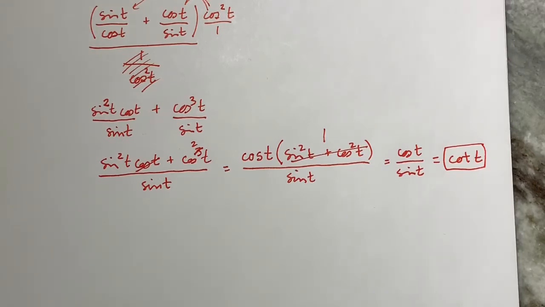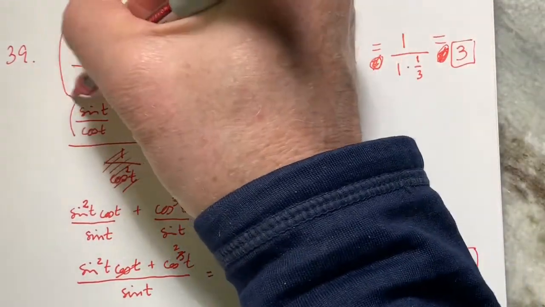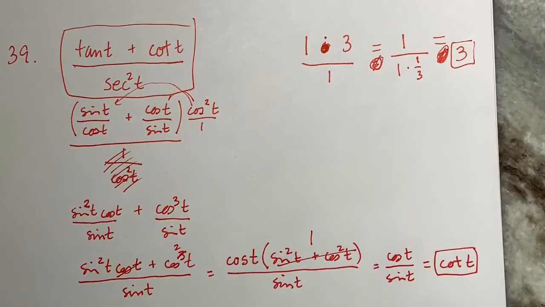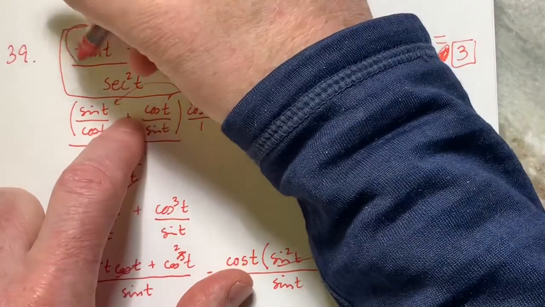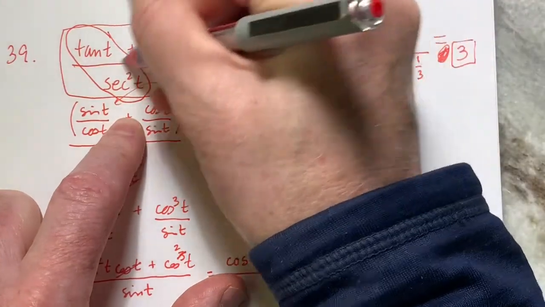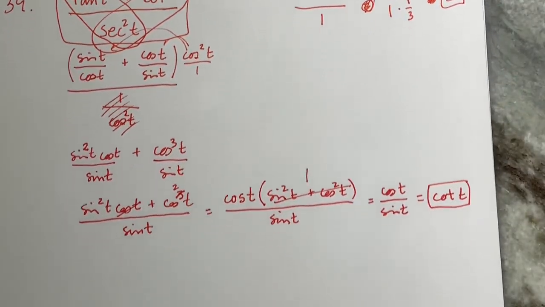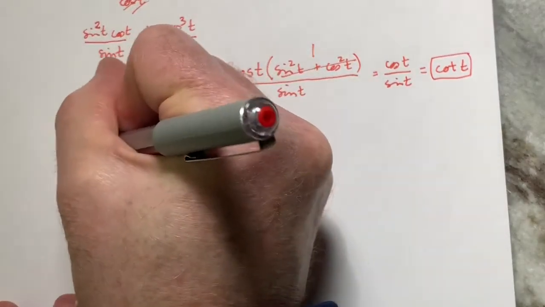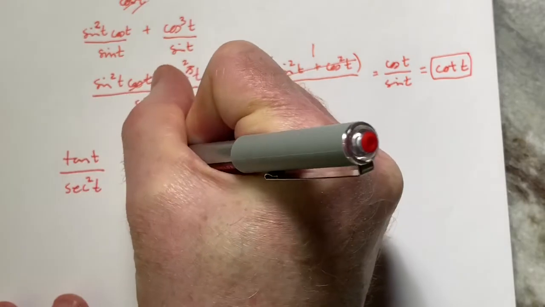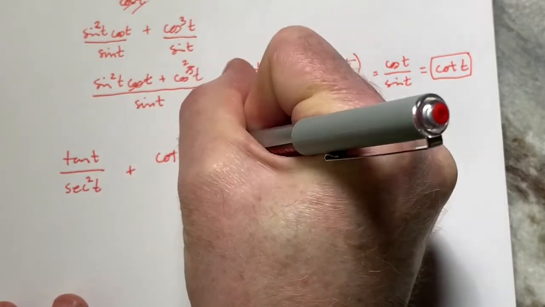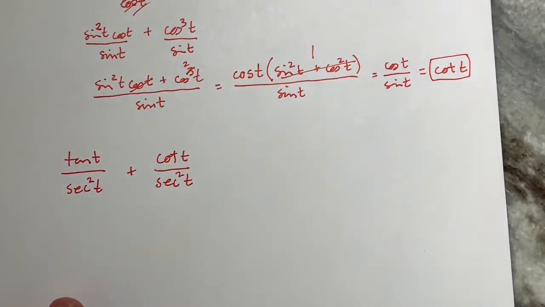All right, now I'm going to show you another way that you could do it. I'm going to come back to the original problem, and this way might be easier. If I come back to this, what would happen if I put tangent over this and cotangent over that? All right, so I'm going to write that down here on the bottom. I'm going to put the tangent over the secant squared. And then I'm going to put the cotangent over the secant squared. All right, now let's try to simplify this.